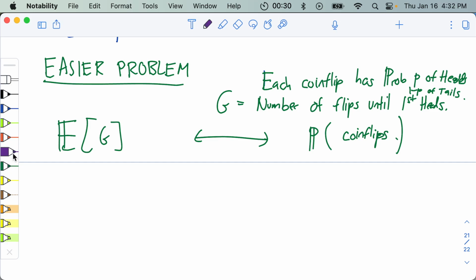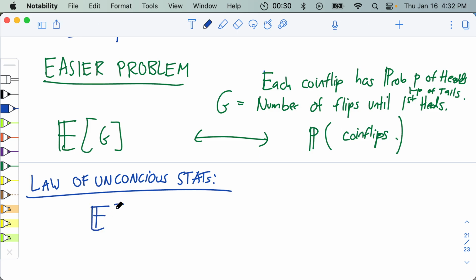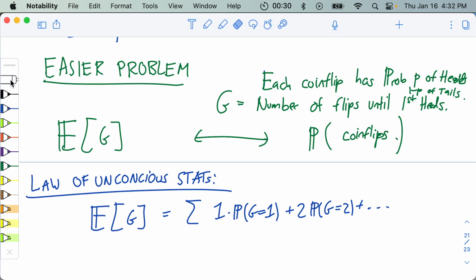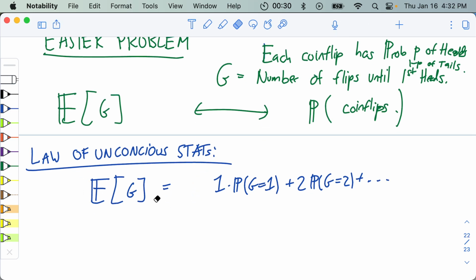And here is method 0. We did this already. It's the law of the unconscious statistician method. What you would do is add up this sum: the probability it's 1 times 1, plus the probability it's 2 times 2. If you want to write it with the sigma, it's the sum of x equals 1 to infinity of x times the probability G equals x. This is the law of the unconscious statistician way of writing this thing.